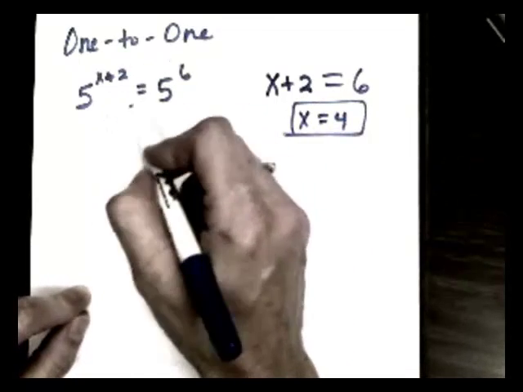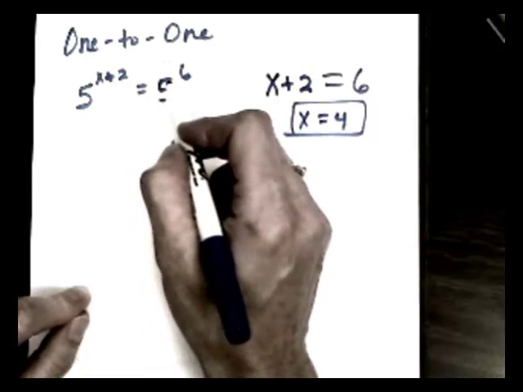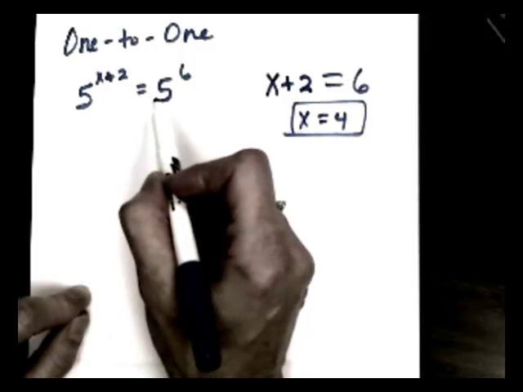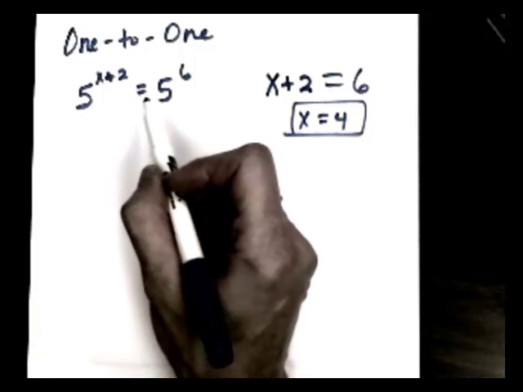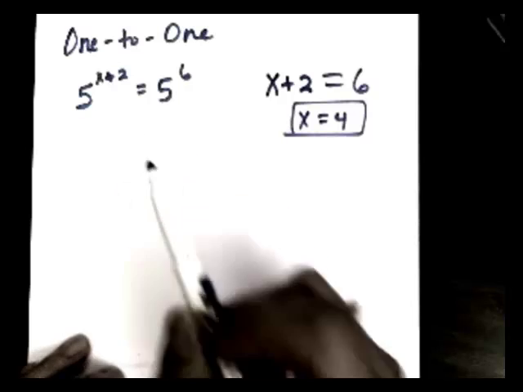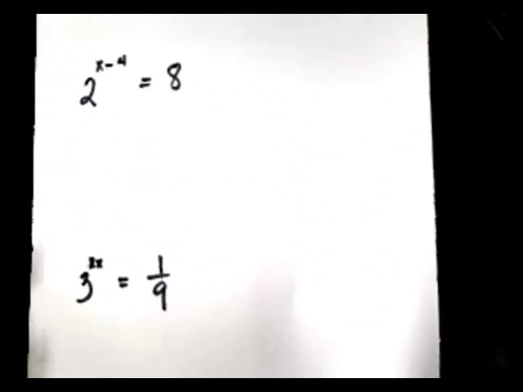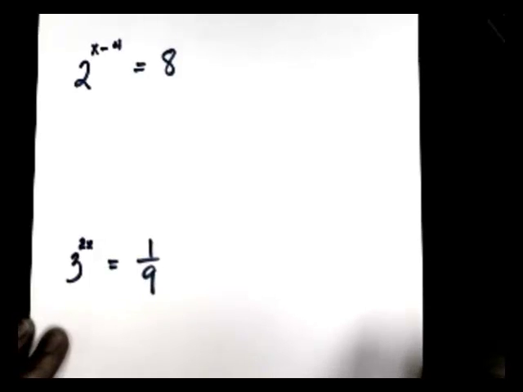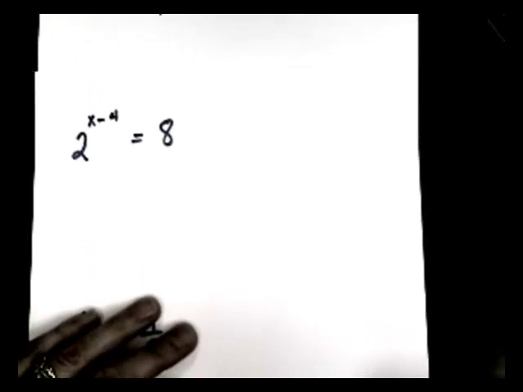This is the one-to-one property: one base, one exponent. Your bases can be anything. I've picked numbers here, but they can be variables or anything else. But in order for this to be true, one base, one exponent. I have another one here. If your bases aren't equal, you can rewrite them as long as they are powers of each other. You can rewrite them to make them equal.